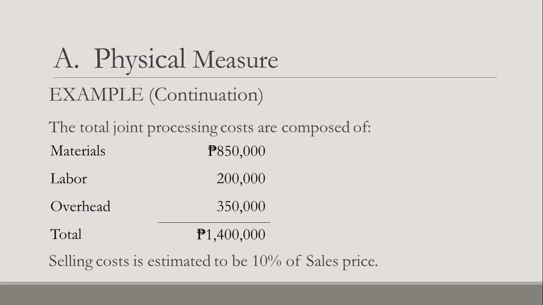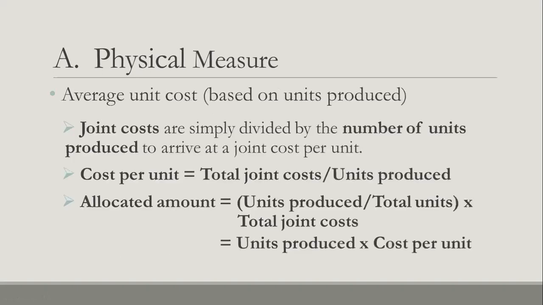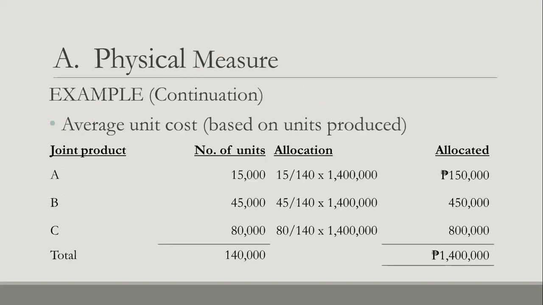Okay, so let's get the answer for the average unit cost first. Again, review: cost per unit would be your total joint cost over your units produced. Looking at the name of the method, it's called average unit cost, which again is based on the units produced. So our variable here would be our units produced. Let's lay it out here. We have your joint products A, B, and C, and then sum the total of the quantities of A, B, and C. You will get 140,000 units.